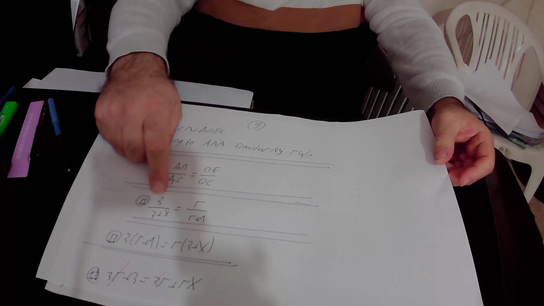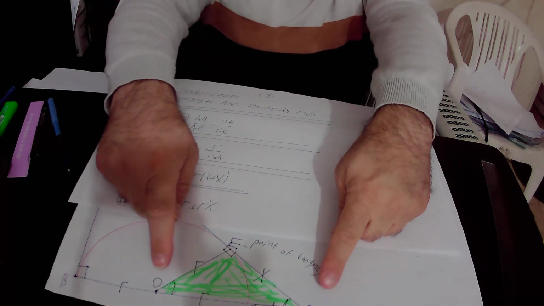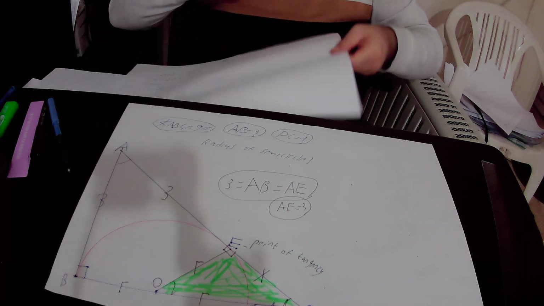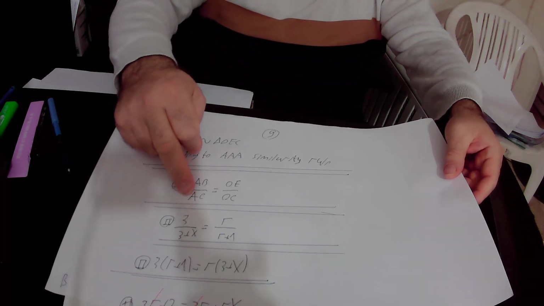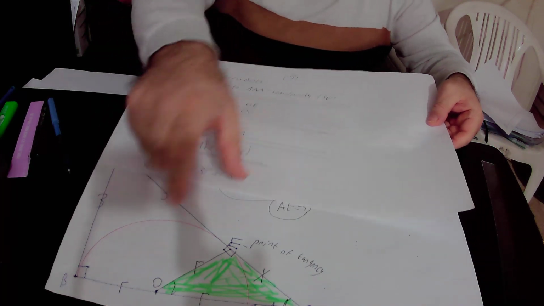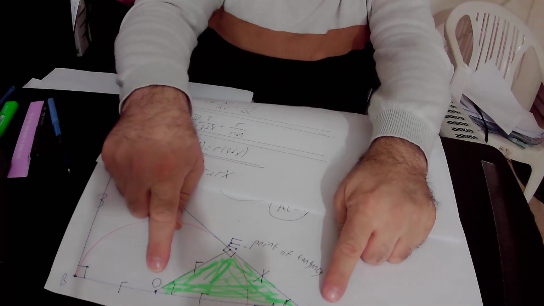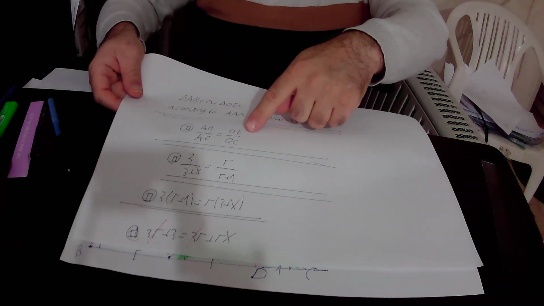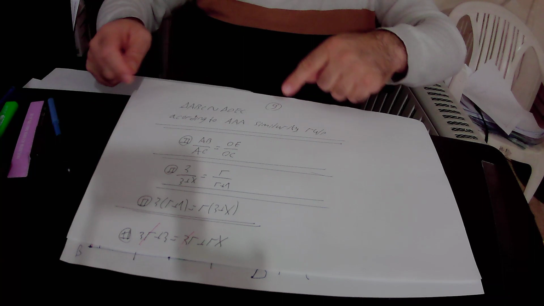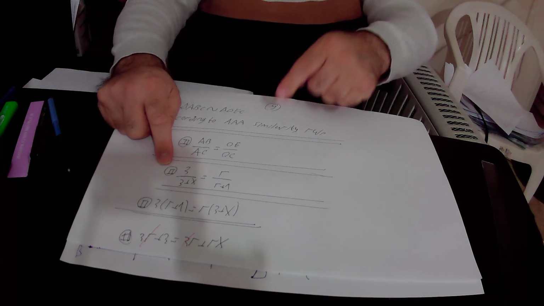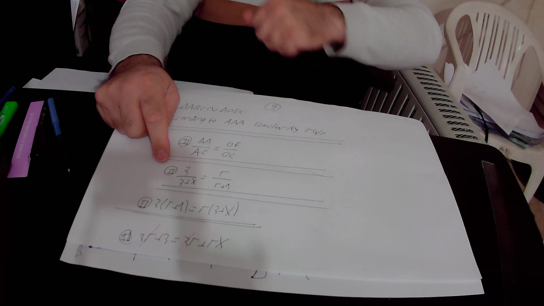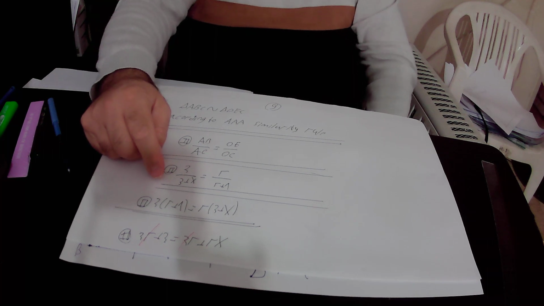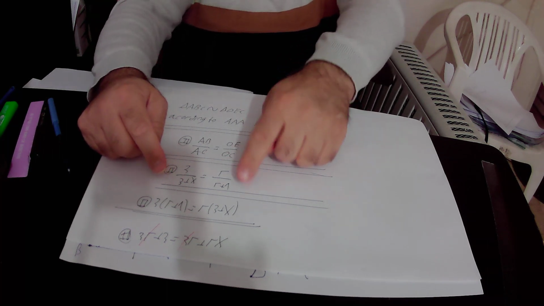But we know that AB equals 3 units, AC equals 3 plus x units, OE equals r, and OC equals r plus 1. So in total we got that 3 over 3 plus x equals r over r plus 1. Here we cross multiply equation number 2, and we got that 3 times r plus 1 equals r times 3 plus x.